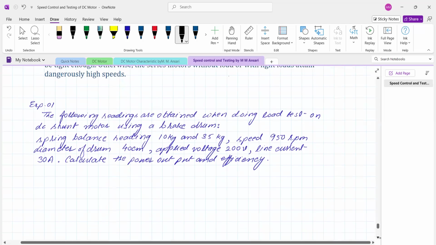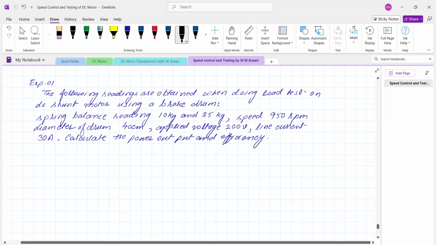So it is very simple. Here, say S1 is equal to 35 kg and S2 is equal to 10 kg, because we want S1 minus S2 to be a positive value. Load will not be negative.